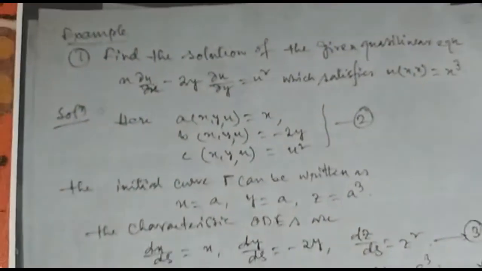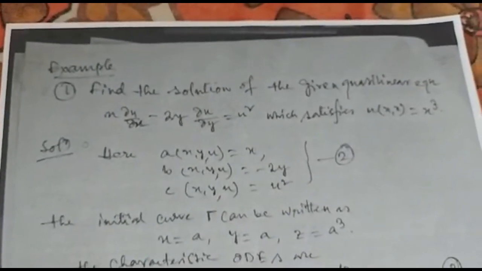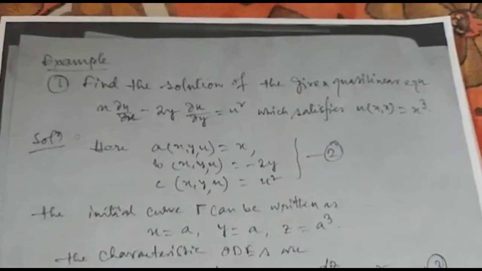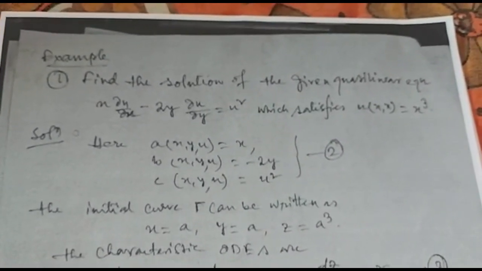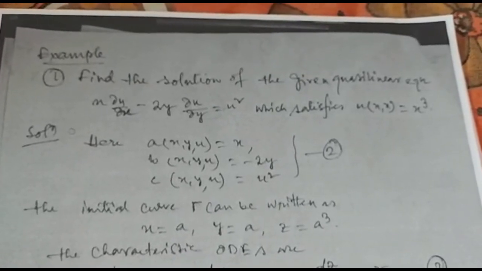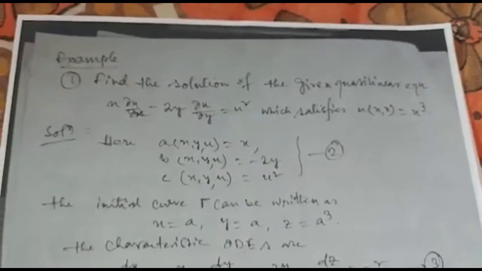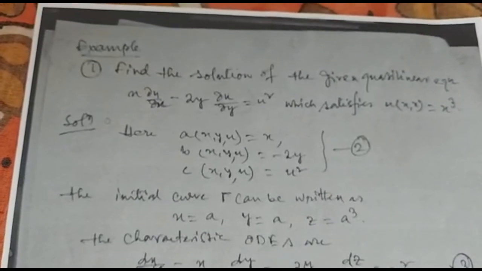So there is an example: find the solution of the given equation x ∂u/∂x - 2y ∂u/∂y = u², which satisfies u(x,x) = x³. That is, this is the initial data. Now the coefficients: a is the coefficient of ∂u/∂x, b is the coefficient of ∂u/∂y, and c is the right hand side value. So a is x, b is -2y and c is u².